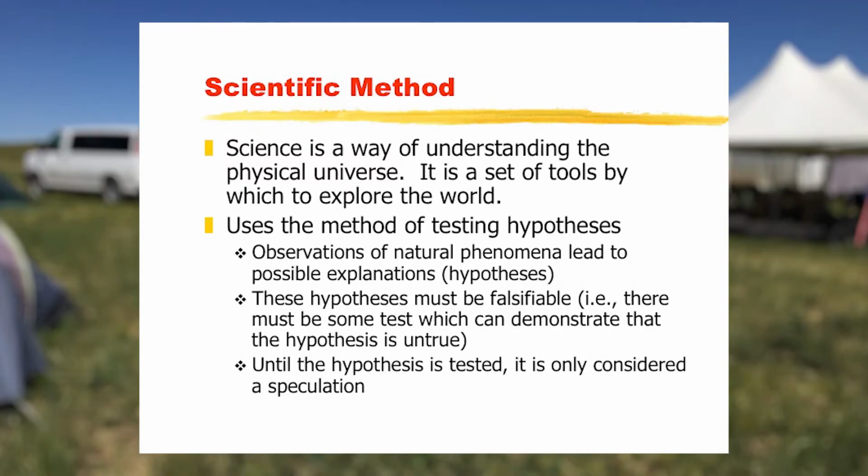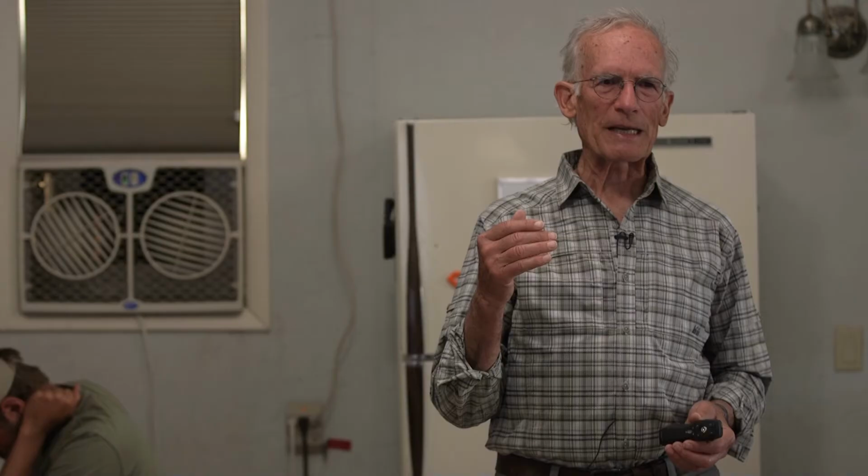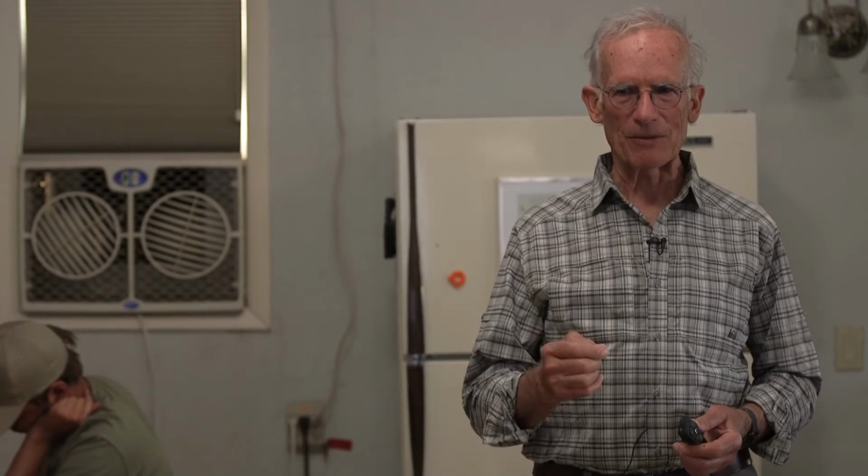So we look at things in nature, we make observations, we think of possible explanations for those observations, and those observations have to be testable. We say they have to be falsifiable. If you can't think of something that would make an idea false, then it's not a good idea. It's not a scientific, well, maybe a perfectly good idea. It's just not a scientific idea, because in science it has to be testable.